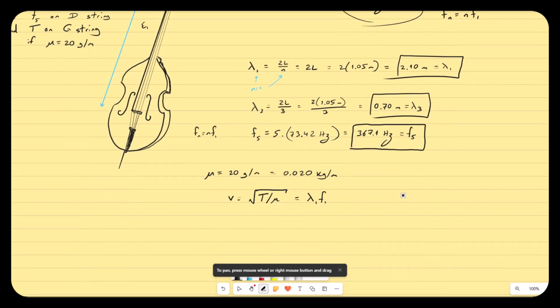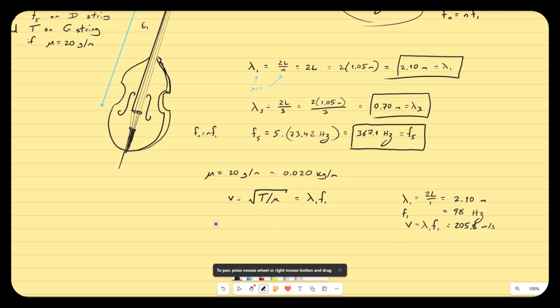So my lambda 1 is 2L over 1, and I've already found that up here, that's 2.10 meters. My frequency 1 was 98 hertz, which means my wave speed, which is lambda times frequency, is 2.1 times 98, which is 205.8. So I get 205.8 meters per second.